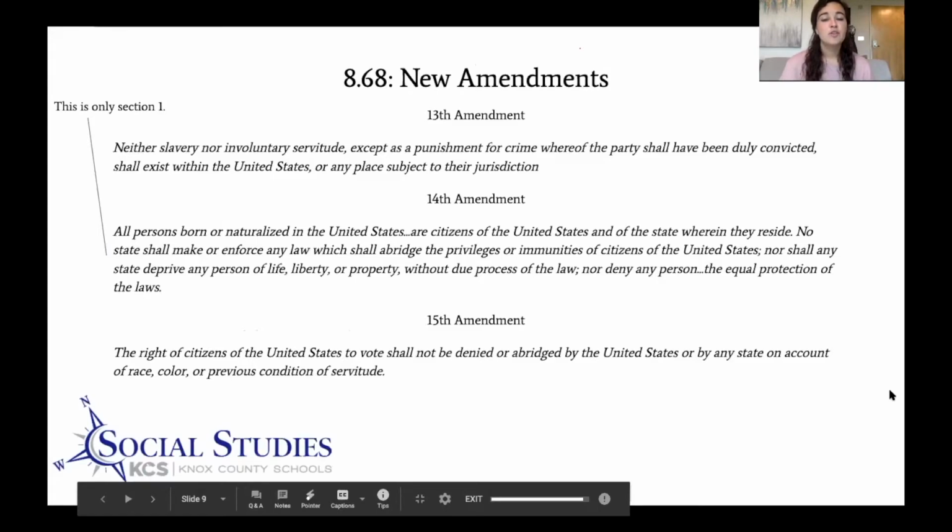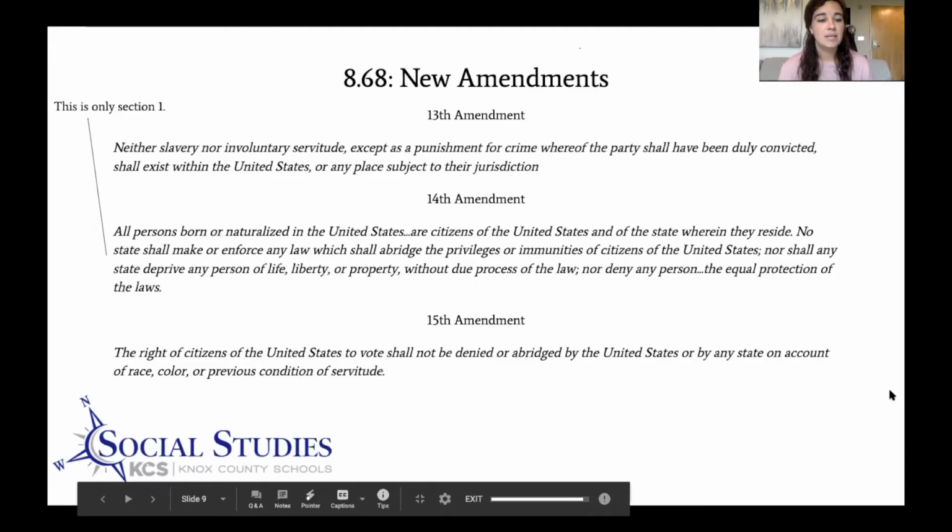So the next standard that we are going to talk about is the new amendments. So the 13th, 14th, and 15th Amendments are new. The 13th Amendment says, neither slavery nor involuntary servitude, except as a punishment for crime whereof the party shall have been duly convicted, shall exist within the United States, or any place subject to their jurisdiction.